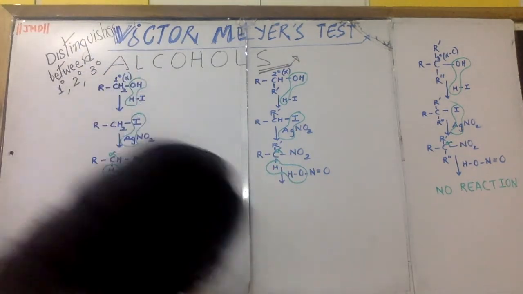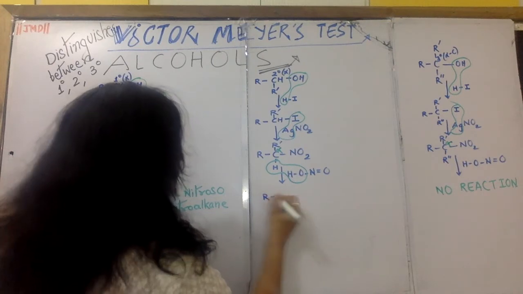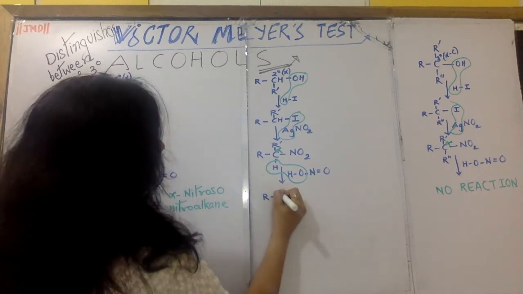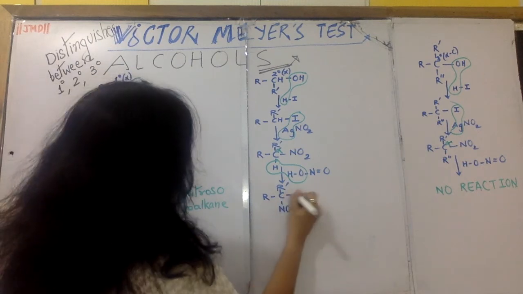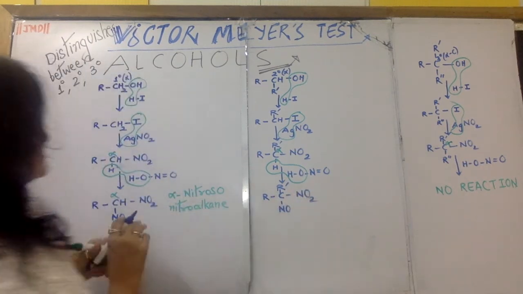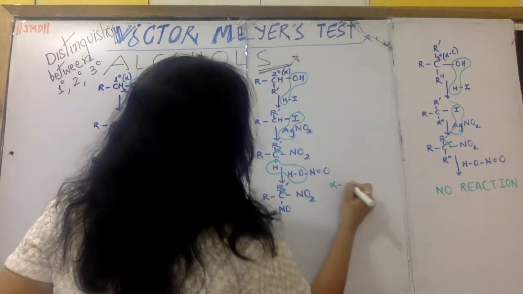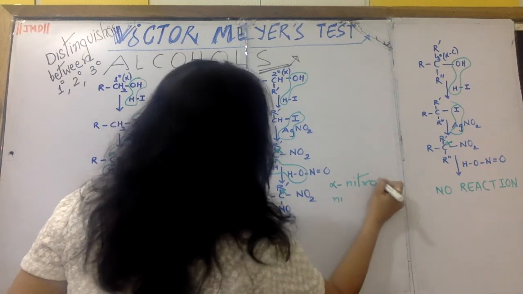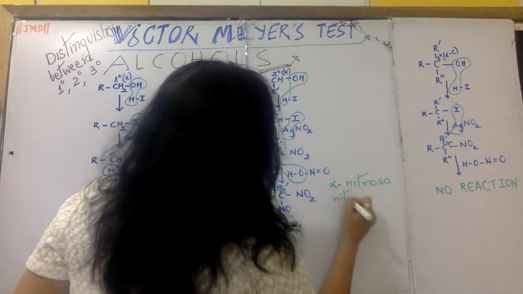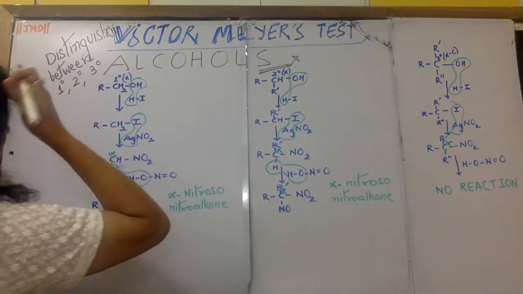Here we get R, R', C, NO2. So this is the alpha carbon, and we get alpha nitroso nitroalkane. Looks similar. And this one, you can see, is no reaction.